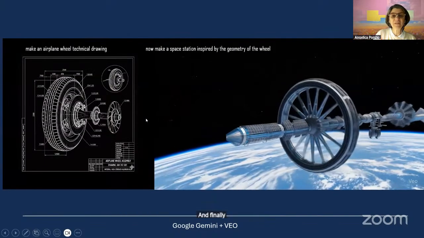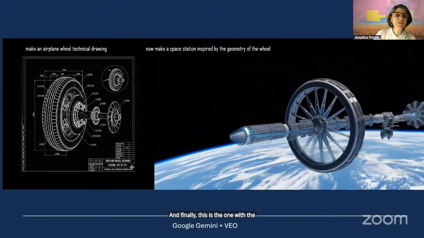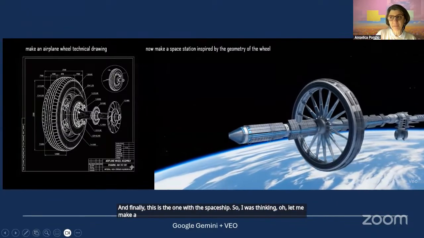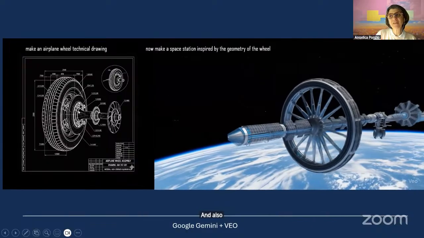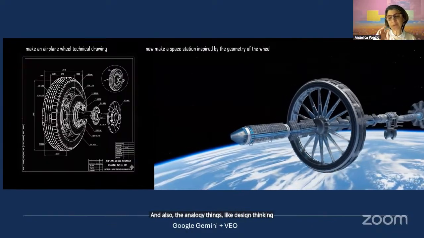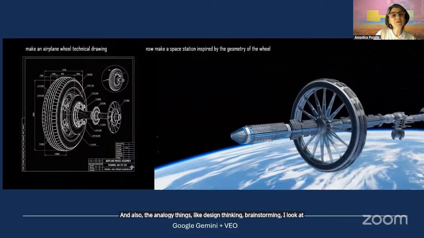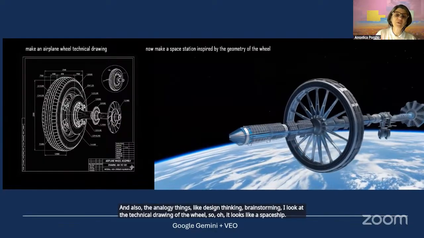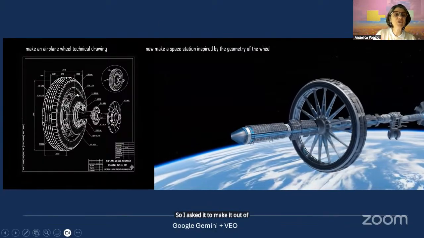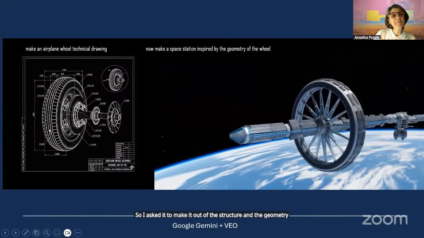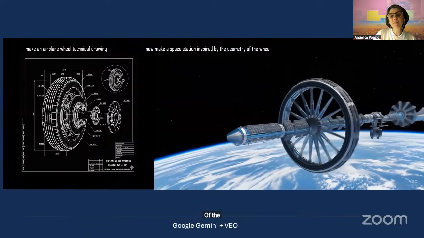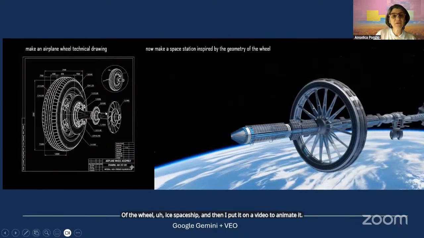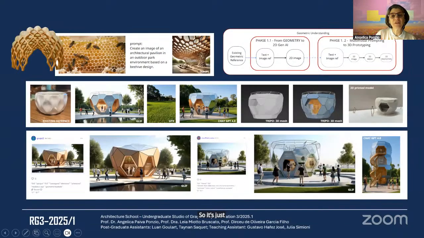And finally, this is the one with the spaceship. So I was thinking, oh, let me make a wheel of an airplane. And also the analogy things like design thinking, brainstorming. I look at the technical drawing of the wheels. Oh, it looks like a spaceship. So I asked it to make a spaceship out of the structure and the geometry of the wheel, and then I put it on a video to animate it. So it's just a research study.